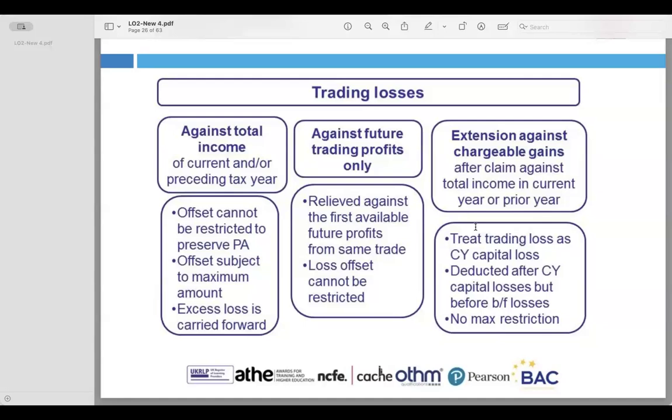One way to deal with them is to subtract them from your total income, either from the current tax year or the one before it. So in other words, if your business had a bad year, you can use that loss to lower the amount of income tax you have to pay on other forms of income like your salary or investments.